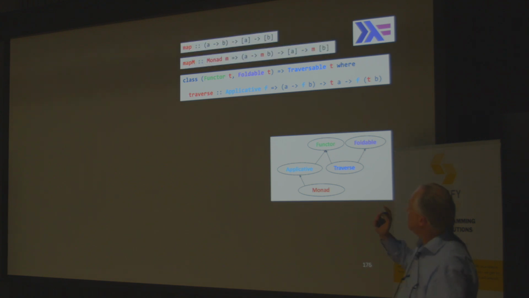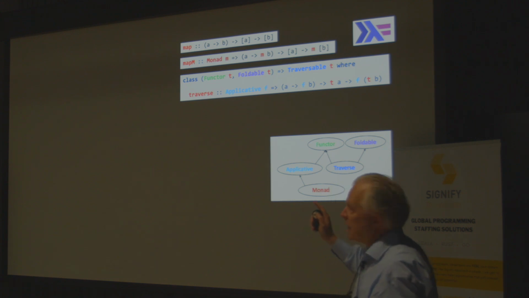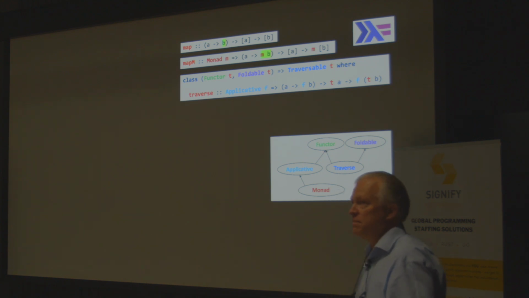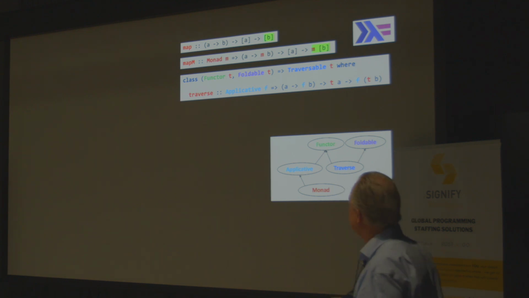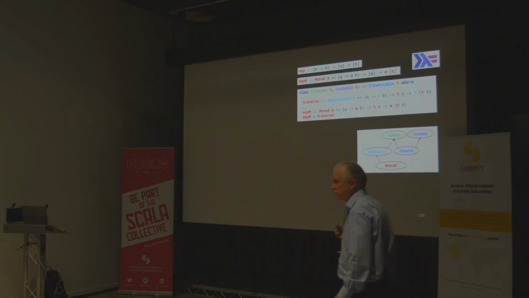Now, let's compare the signatures of map and mapM. So, we're all familiar with map. Notice the function we pass to map returns a B. The function we pass to mapM also returns a B, but in a monadic context. Now, the overall result of map is a list of B's. The overall result of mapM is also a list of B's, but in a monadic context. So it turns out that in Haskell, mapM is just traverse.